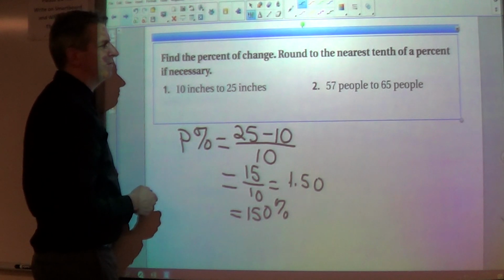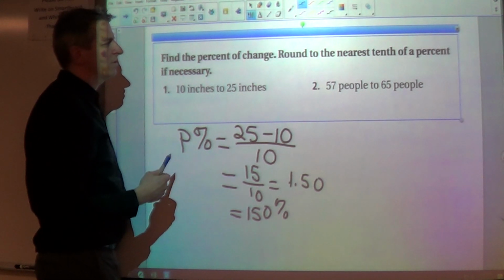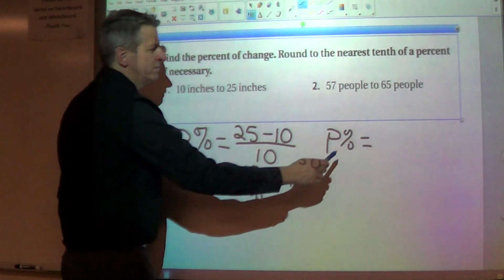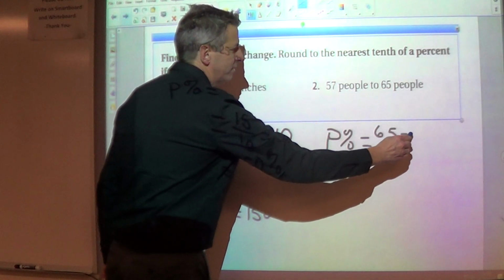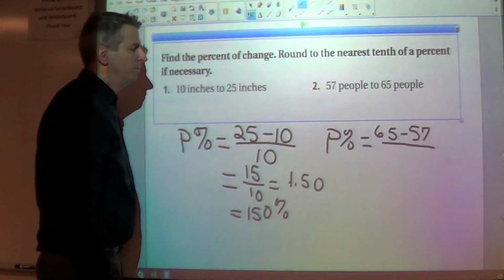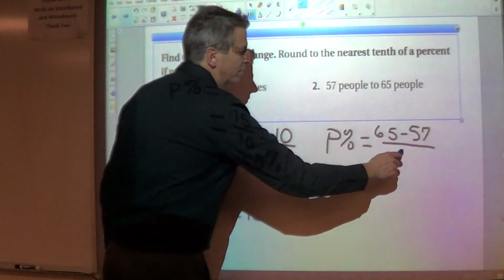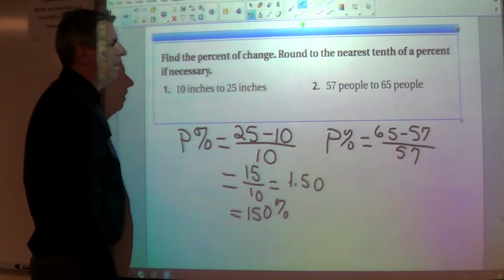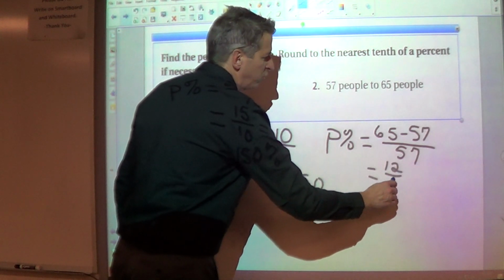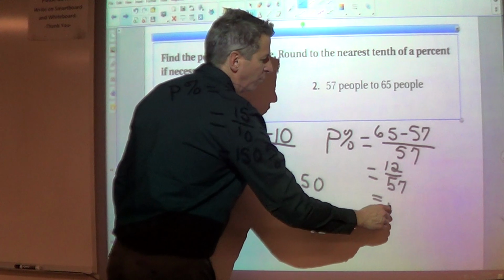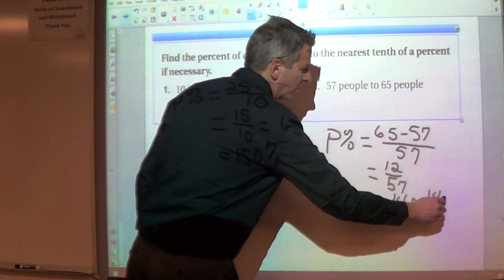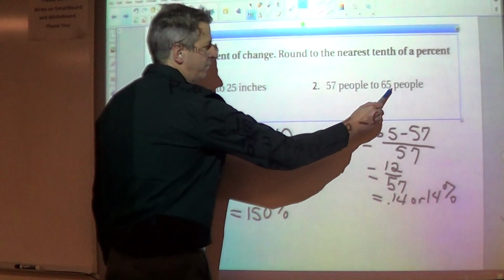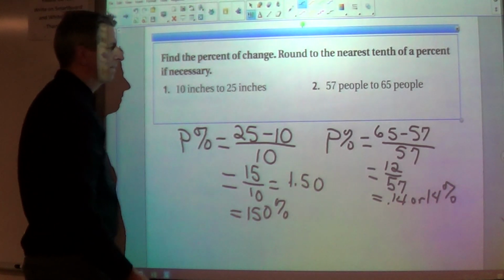Let's take a look at number 2. 57 people to 65 people. Again, it's an increase. So we're going to look for a percent increase, and we're going to take the new amount, 65. We're going to subtract 57, the old amount, and we're going to divide it by the original amount. I'm calling it old, but original. Okay? So 65 minus the 57 gets you 12. And 12 over 57 is about 0.14 or 14%. So the percent increase from 57 people to 65 people is 14%.